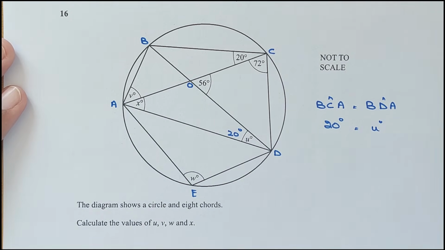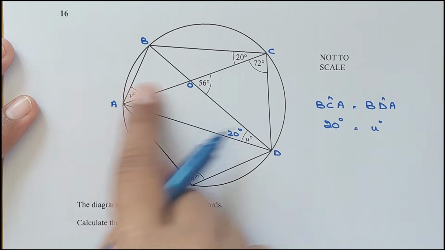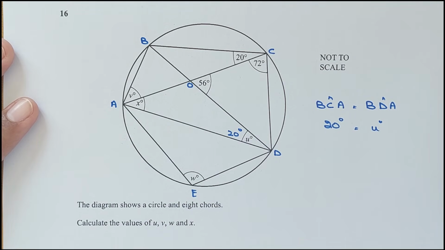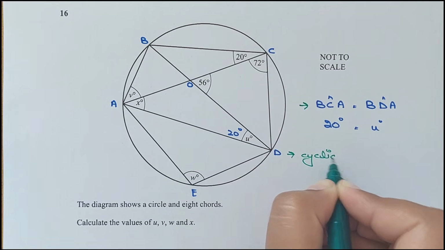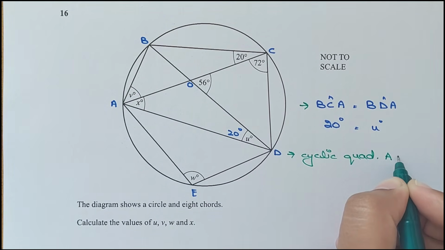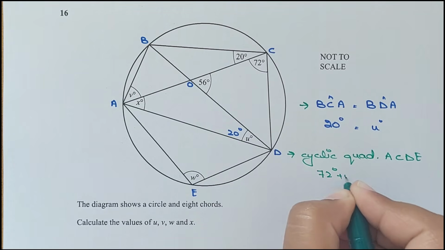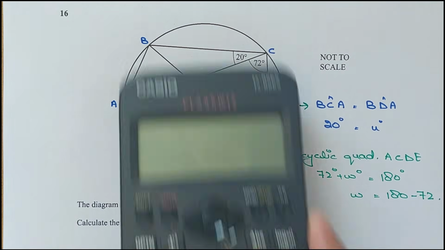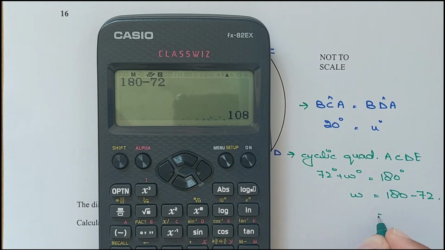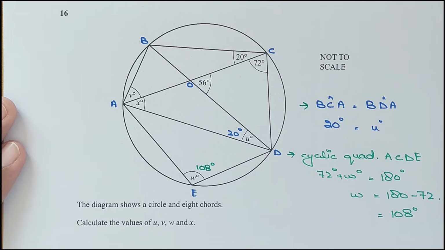All right, now let me move to the next shape. If I consider this quadrilateral ACDE, this is a cyclic quadrilateral, and we know that in a cyclic quadrilateral opposite angles sum up to 180 degrees. So for ACDE, opposite angles sum up to 180. So we can say 72 degrees plus w degrees is 180. We can easily get the w value: 180 minus 72 is 108. So angle w is 108. Okay. So we have done u and w.